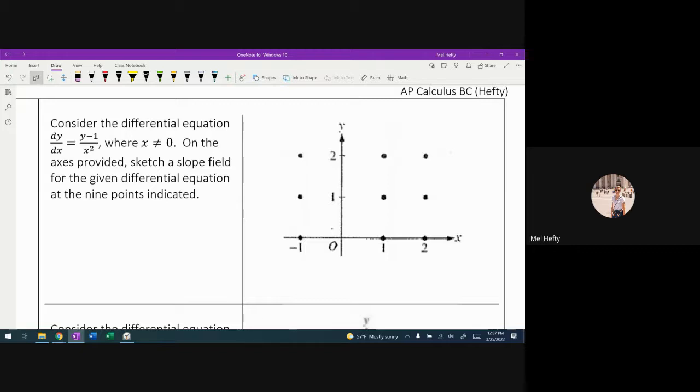Question, looking at dy dx right now, is there a description you could give of where the slope is always going to be 0?